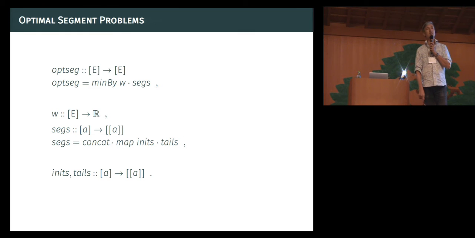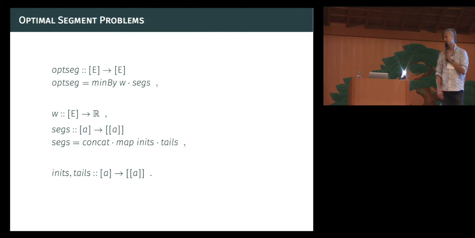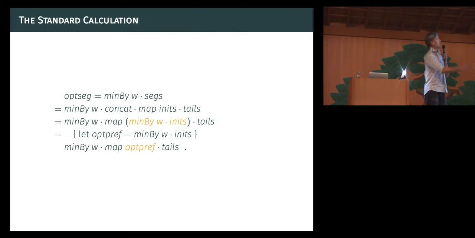And from all the segments, I want to pick some optimal ones. By being optimal, I mean the ones that minimize a certain cost function W. Okay, that's the specification. And what follows is merely standard calculation. We start from the specification and expand the definitions. And now we distribute min by W into concat, which gives us this. Min by W after inits.